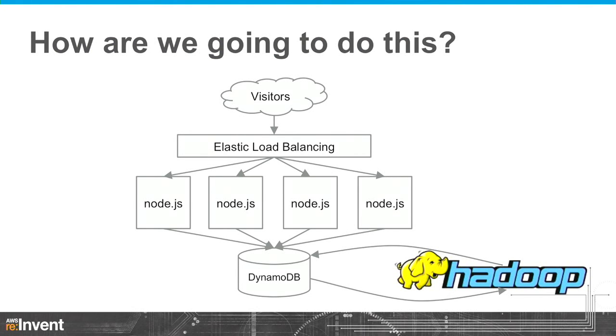So we're going to go through what we've done here. It's a very basic stack at a high level. The visitor traffic comes in, hits our Elastic Load Balancing, and then is distributed to a whole bunch of node.js servers. Those node.js servers write back to DynamoDB, and then DynamoDB has its data extracted, cooked by Hadoop, and put back into Dynamo. We're going to go through every step of this and see what we did.